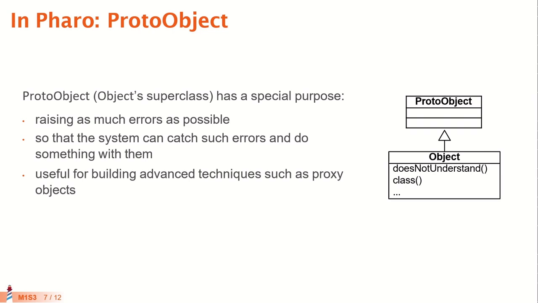In Pharo, there is a subtle difference here from other languages. We have the ProtoObject class, which is a superclass of Object, and it has a special purpose. This is not really important for the comprehension of the whole object model. This is just a little difference in the Pharo language. It raises as many errors as possible, and it allows for building advanced techniques and advanced tools such as proxy objects and things like that. In the rest of the lecture, we'll just use the Object class.